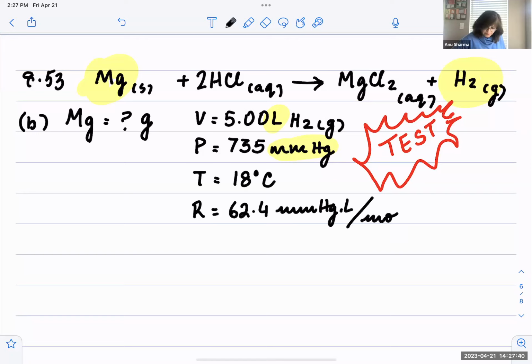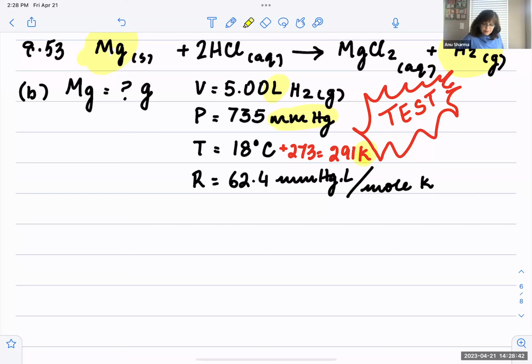Next thing is the temperature. You need to convert that to Kelvin. So 18 plus 273, and that gives you 291 K. Okay, so now at least all our units relate to the formula of the ideal gas law. So temperature in Kelvin, pressure in millimeters of mercury, volume in liters, and the value of R we have brought here.